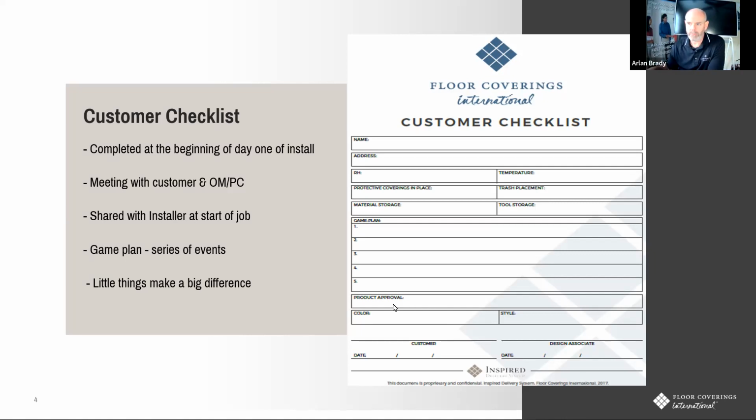Product approval. So this would be that the customer agrees that yes, the product that has shown up at the house is the product that they agreed to, the color, the style. They sign it. This says design associate. I would change this to say office manager or production coordinator. Everybody signs it. And this is a customer checklist that says that, yep, we're ready to move forward.